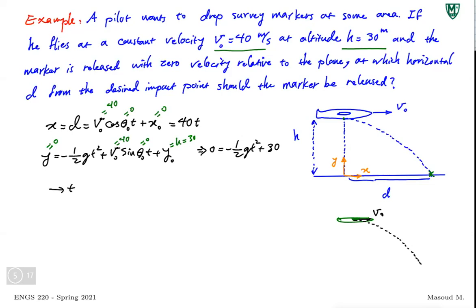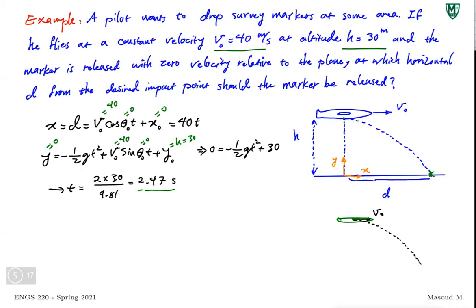From there you can find time. Time goes to the other side. This becomes 2 times 30 divided by g, which is 9.81. So this gives you the time. I do have the value here. Time is 2.47 seconds. So this is the time required for the whole motion.